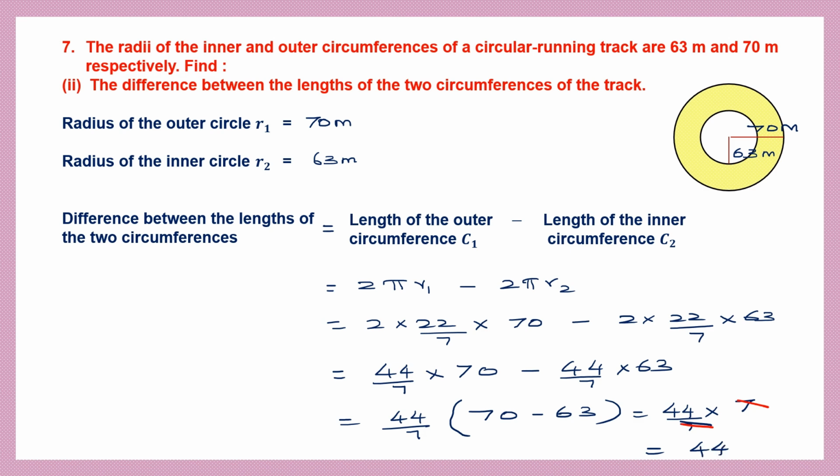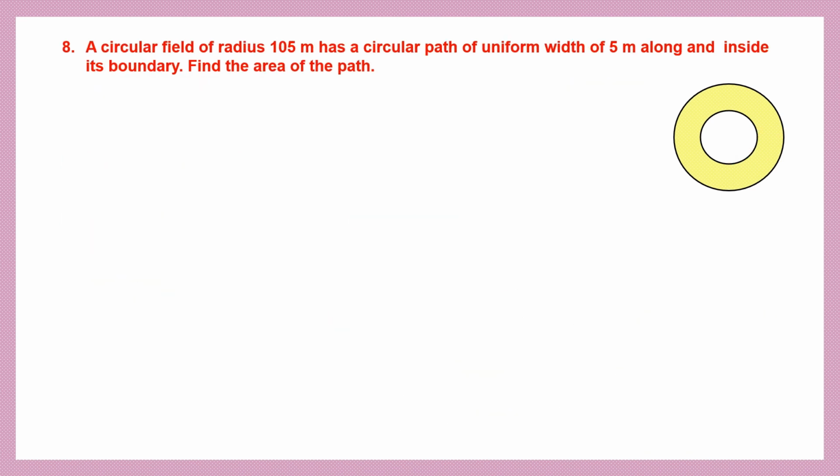So what have we found? We have found the difference between the lengths of the two circumferences, and that is 44 meters. So this is our answer, 44 meters. Question 8. A circular field of radius 105 meters has a circular path of uniform width of 5 meters along and inside its boundary. Find the area of the path.